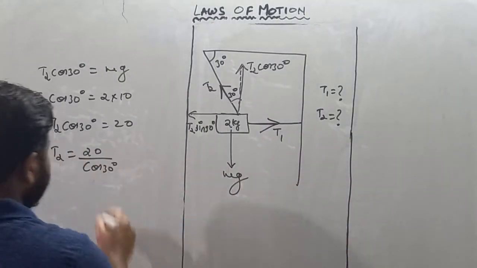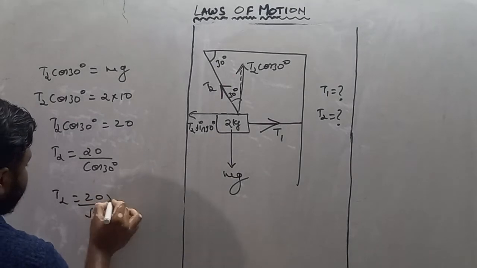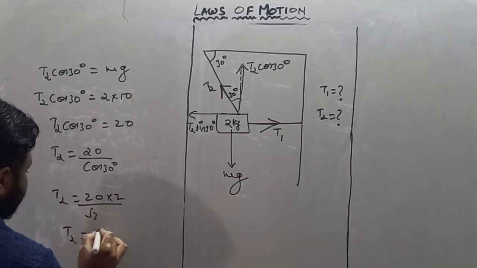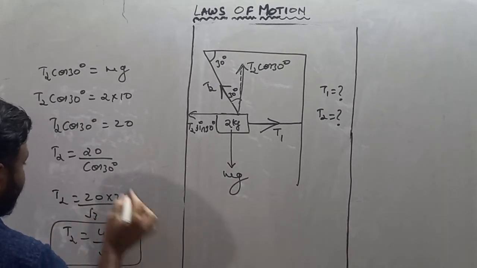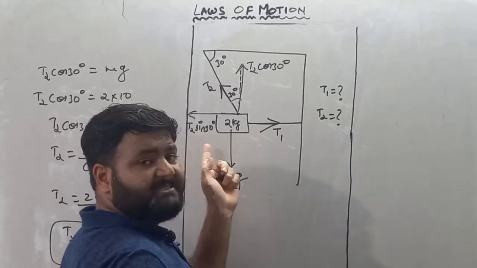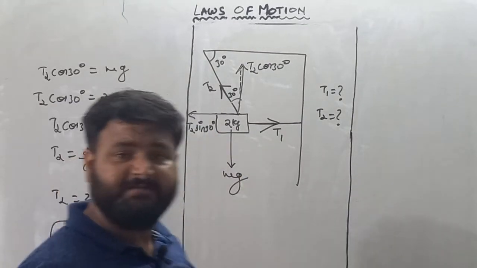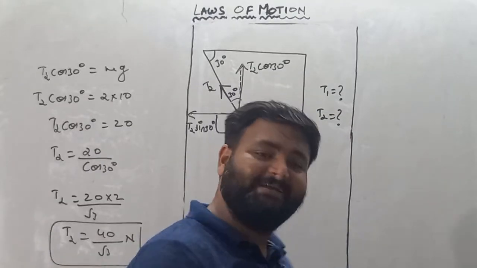If you wish to find the value, put the value of cos 30, which is root 3 by 2. So what we'll get? T2 is equal to 40 by root 3 Newton. This is the value of T2. Moving forward, my dear student, equalize both the forces because the system is in equilibrium, and what equilibrium says is that forces must be equal in magnitude and opposite in direction.